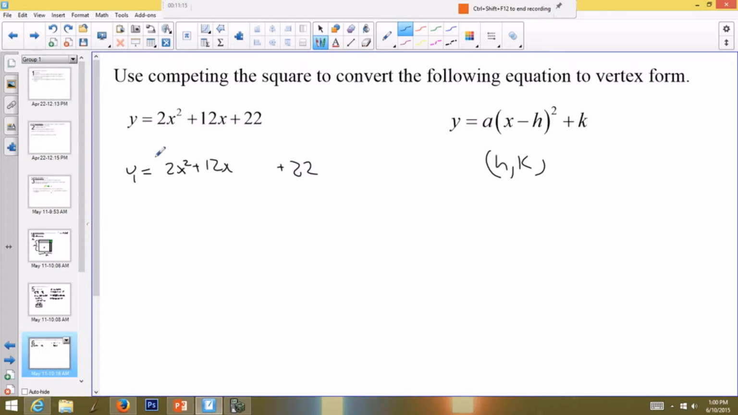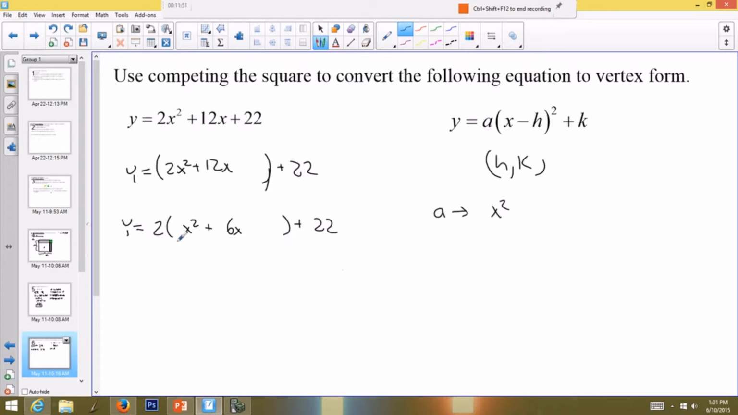And so first thing I want to do is group those first two terms. Now, again, we have to change the a value so that it is x squared. So since I've grouped it, I'm going to factor out this 2, and when I divide 2x squared by 2, I get just x squared. And when I divide the 12x by 2, I get 6x, still leaving some space because I'm still going to complete the square, plus the 22 that I had.